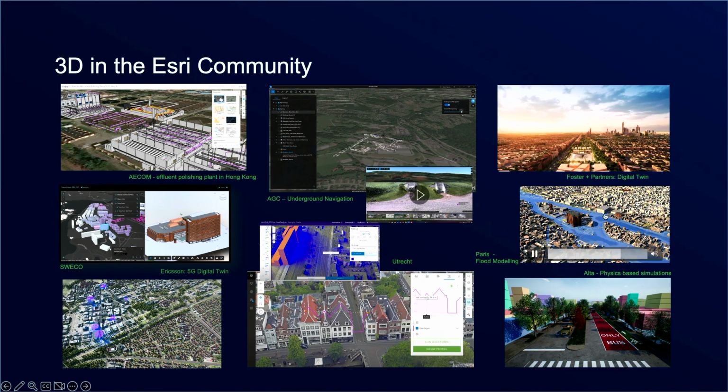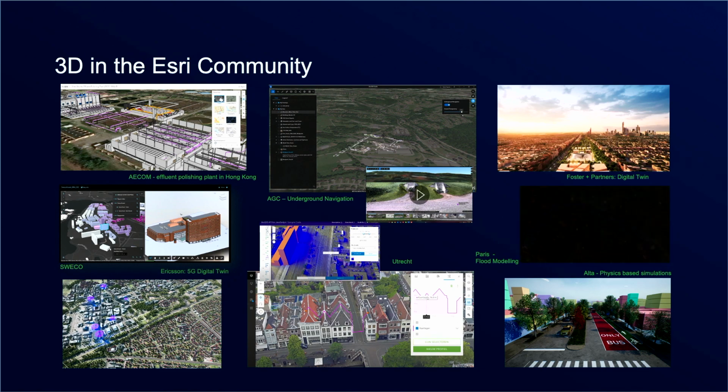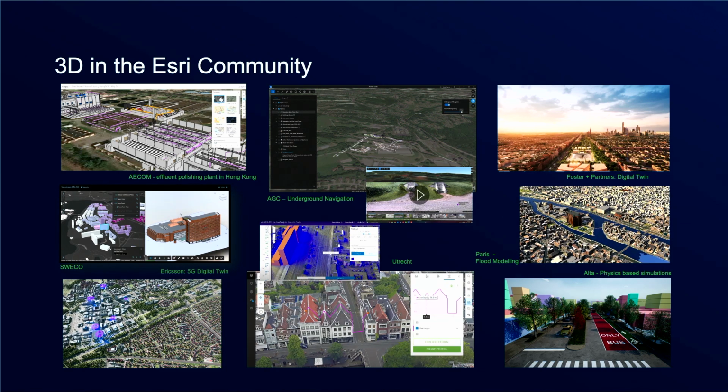On the right-hand side, you see a couple of examples using game engines. Foster and Partners are doing a digital twin of a bigger city in the Middle East. They will be showcasing this year at the UC in San Diego, if someone is there. Flood simulation in Paris is something that is done in the community very well. And there will be another tool, hopefully soon coming in ArcGIS Pro, that is really looking after real flood simulation. That is very exciting, but I cannot show it today.